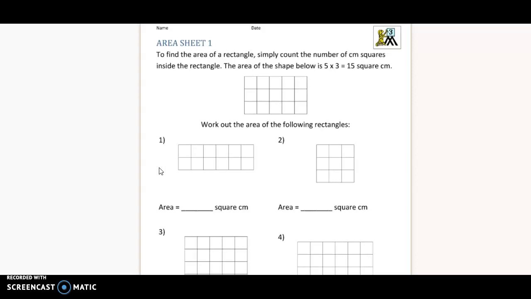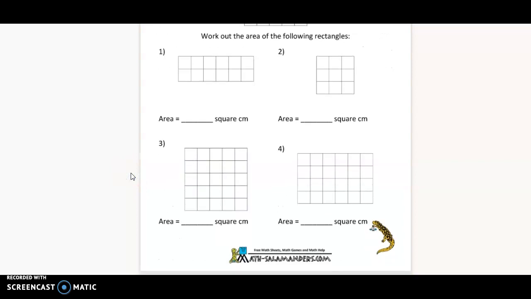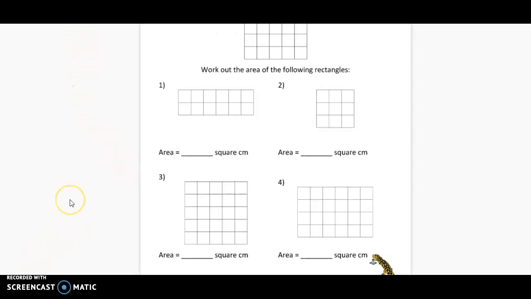Now, you will work out the area of the following rectangles. Number 1 through number 4. On the bottom of the rectangles or squares, where it says area equals, you will write the number of the area. Once you complete this activity, we will go over to goal number 4.